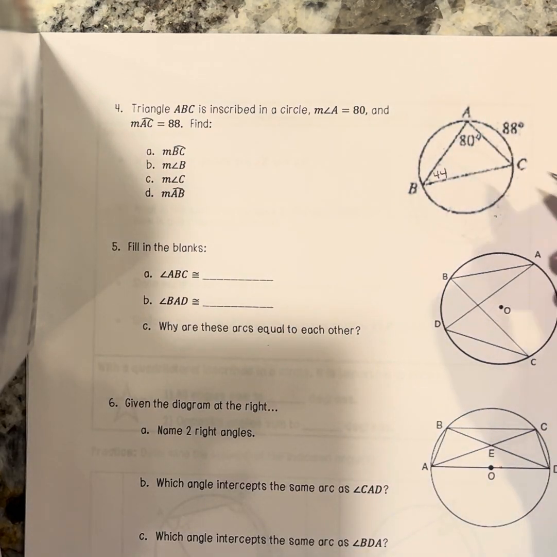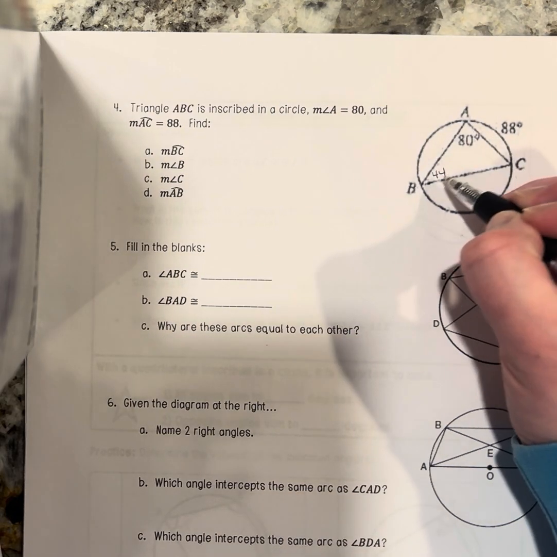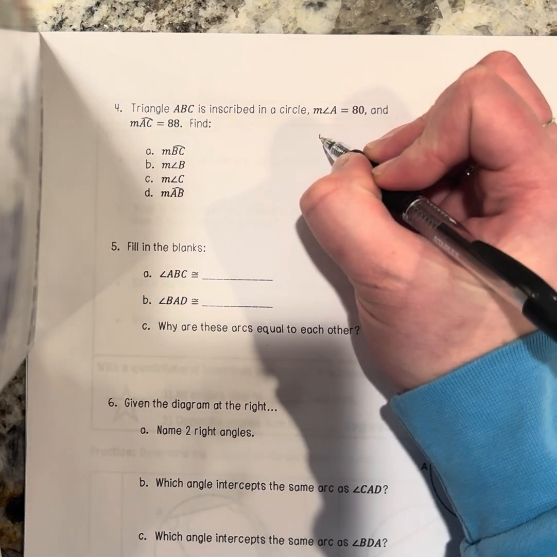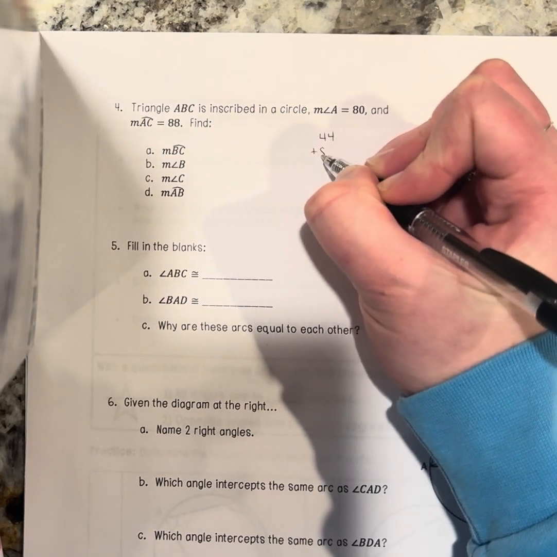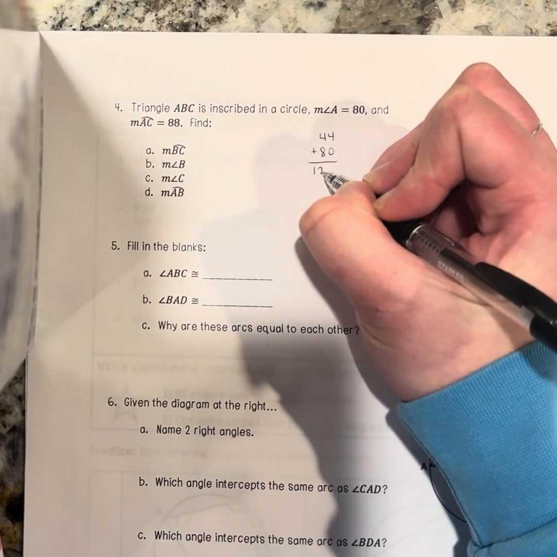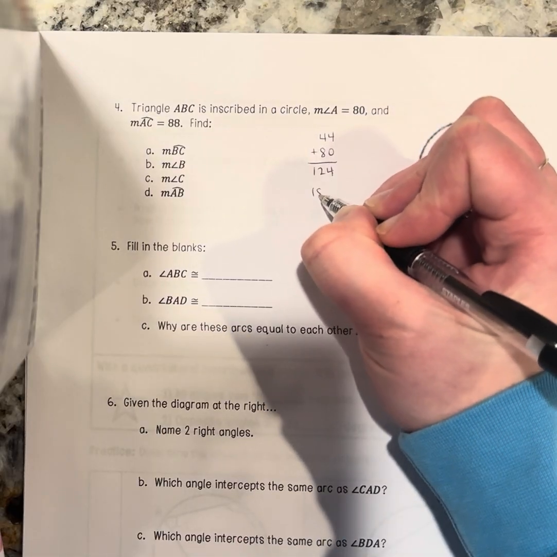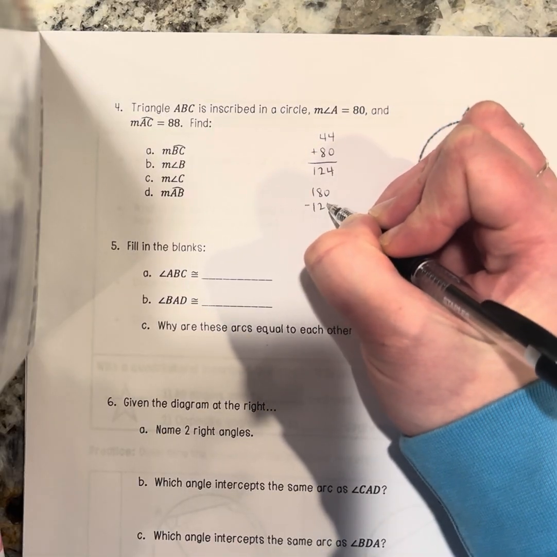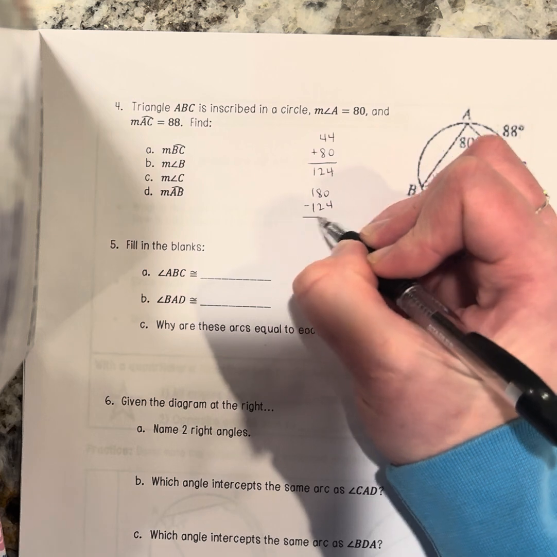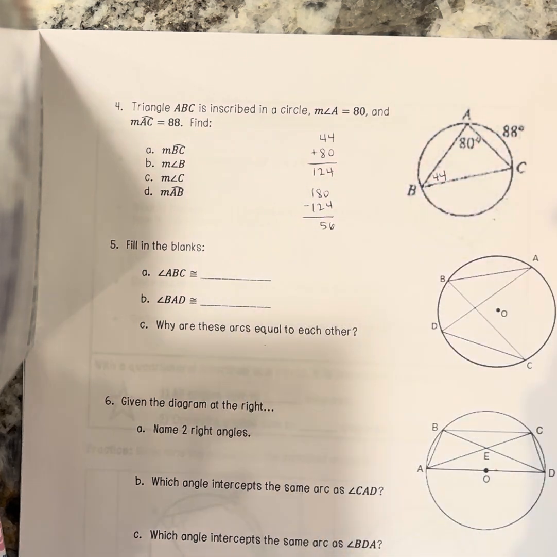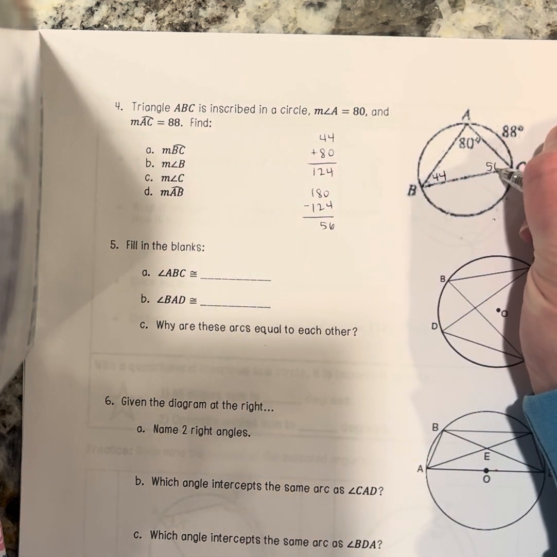Now I have this whole triangle equals 180 scenario again. So 44 plus 80 is 124. And then if I take that away from 180, I'll have 56. So that'll be my remaining angle.